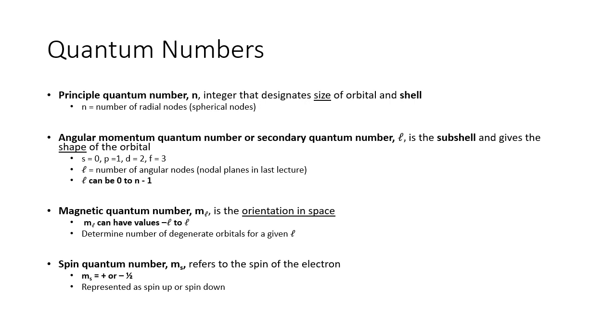The magnetic quantum number, or m sub L, is the orientation of the orbital in space. m sub L can be given by negative L to positive L, including 0. So you determine the number of degenerate orbitals for a given L by using the m sub L. And finally, we have the spin quantum number, or m sub S, which refers to the spin on the electron. It can be plus or minus 1/2. It is represented as spin up or spin down, and we'll get more on that later.